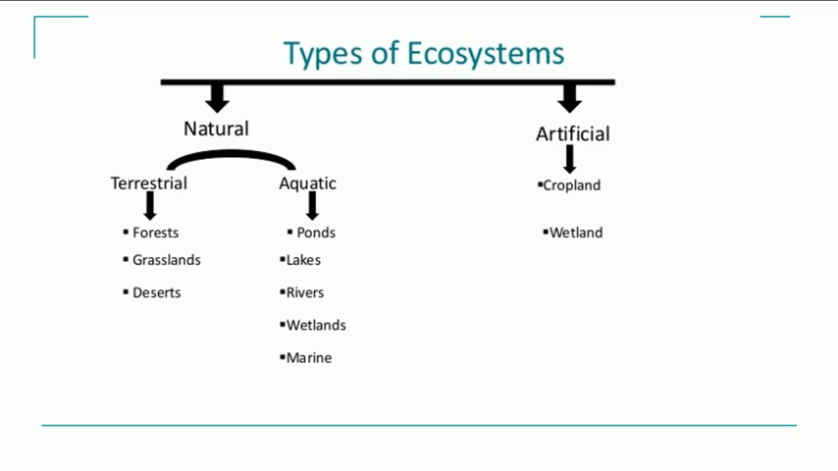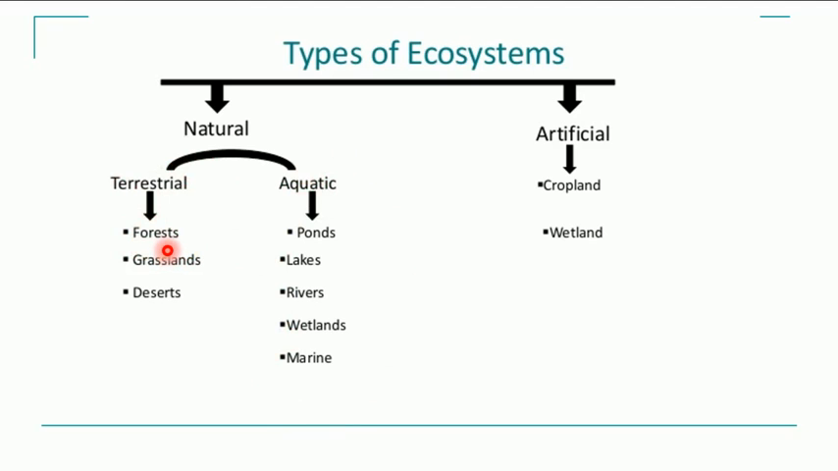We have seen that all ecosystems are classified into natural and artificial types. Natural means present naturally, and artificial ecosystems are created by human beings. We have seen some examples of artificial ecosystems, like cropland, that is agriculture, and wetlands; ponds and lakes are also examples of artificial ecosystems. On the other hand, we have natural ecosystems comprising terrestrial and aquatic. We have already studied all these aquatic ecosystems. Now we are starting with the terrestrial ecosystem. Today we are going to discuss the first ecosystem, that is the forest ecosystem.